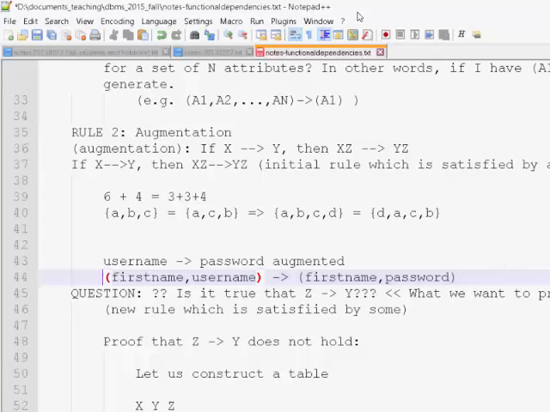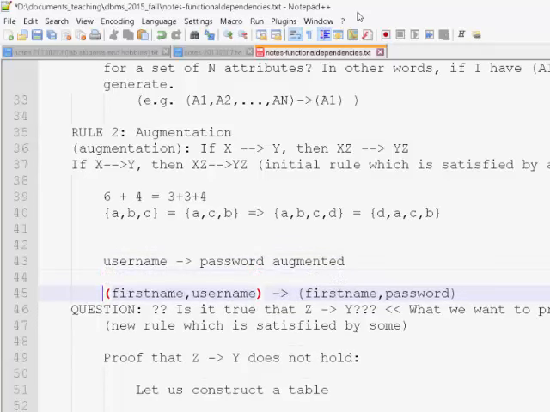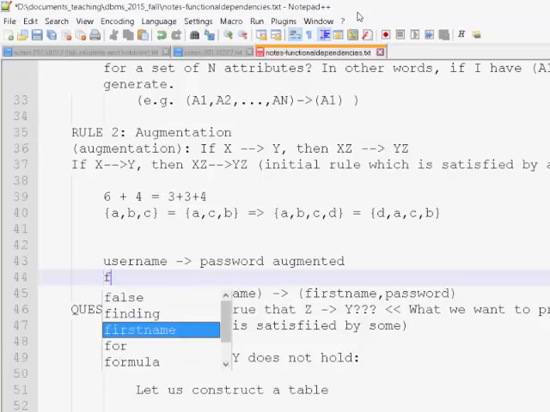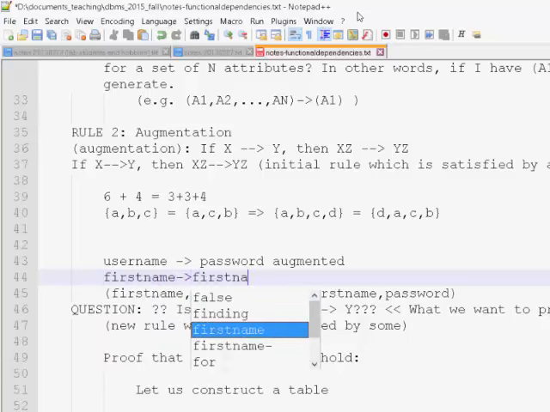I'm using the word implies, but implies is not the right word. It's functionally determines. So that means that if I have one where I say username determines password, I can just add a column to either side. And this is also true, trivially so. Because you knew that okay, this determines this. But it is also true. The reason why it works is everybody already knows that I can write first name determines first name. And by combining the two, first name, username determines what?